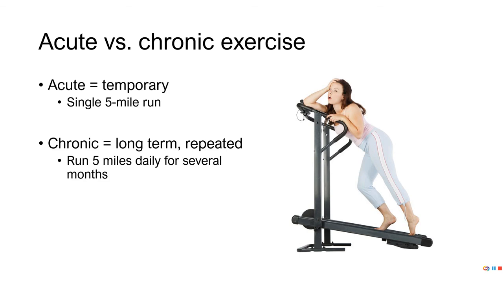Chronic exercise is something that happens repeatedly over time. In this case, running 5 miles a day, 5 times a week for 5 weeks would be an example of chronic exercise. Your body will handle running 5 miles differently than if it were to run 5 miles a day, 5 times a week for 5 weeks.